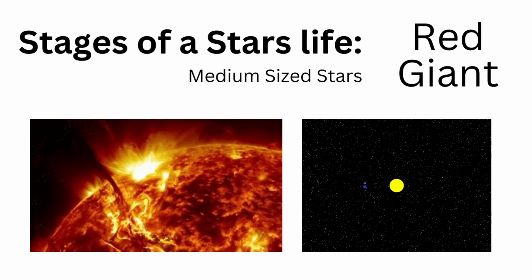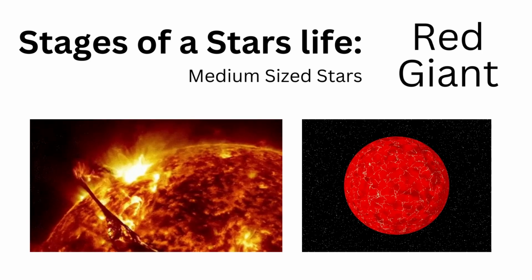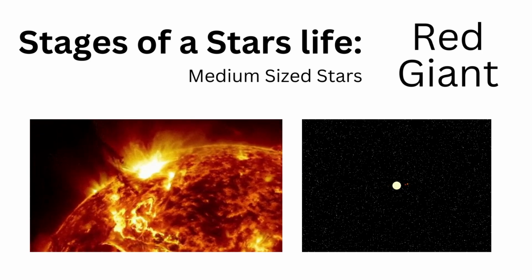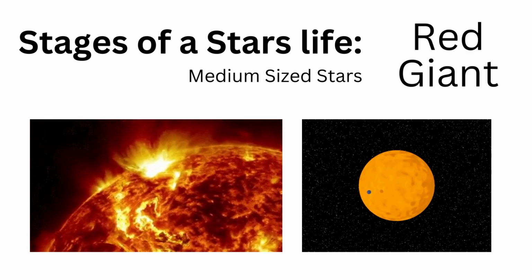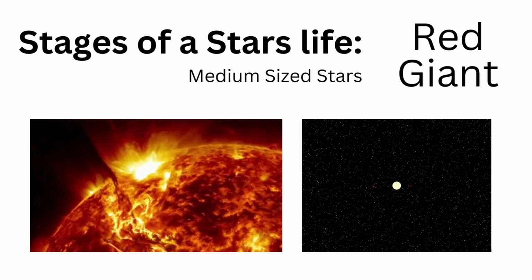Next we have the third stage, red giant. Once a star has used up most of the hydrogen in its core, it begins to run out of fuel. As a result, the core contracts, causing the outer layers of the star to expand and cool. This phase is also known as the red giant phase.